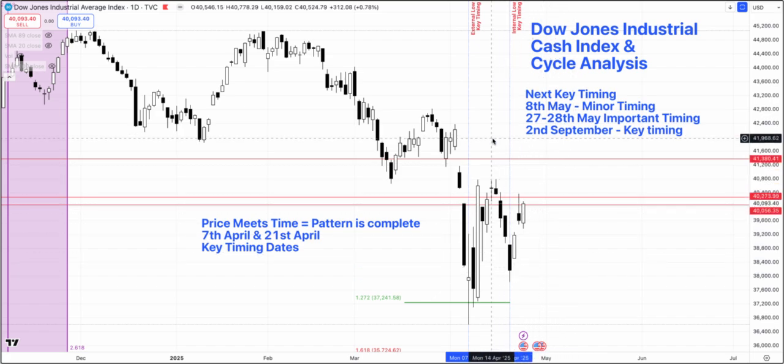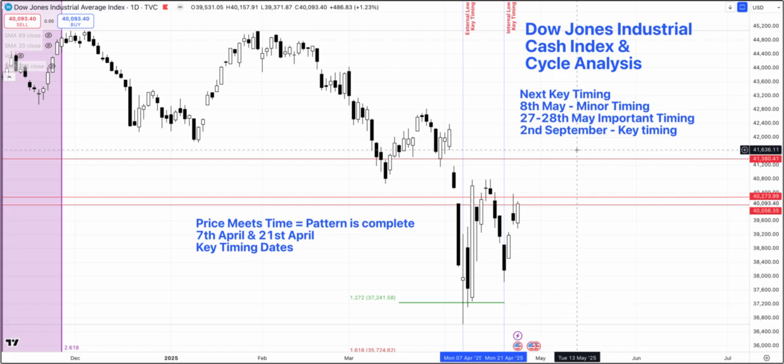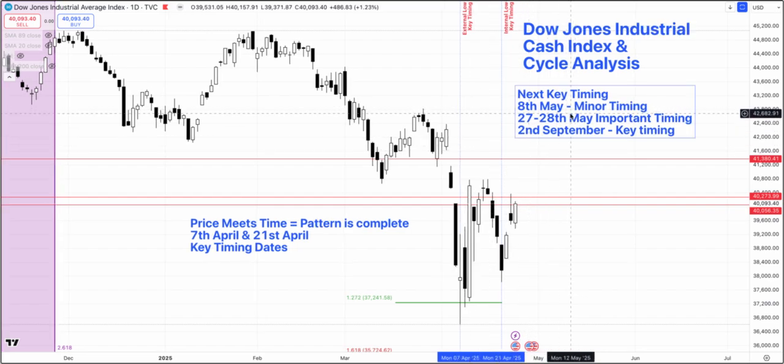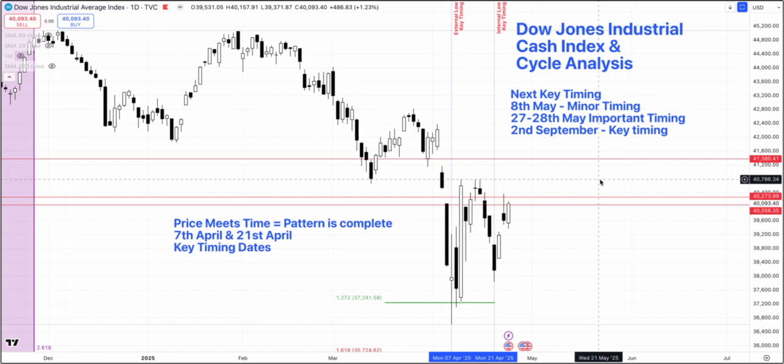So mark the key dates that we are looking at. The next minor timing is coming on the 8th of May. Then the 27th to 28th of May is important timing. It's also a major timing zone. With this being a daily chart, we have to give it 2 to 3 trading days on either side of these dates. And then we have a very important timing coming in on the 2nd of September.